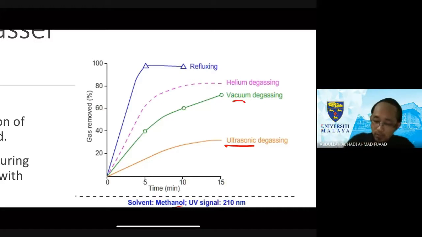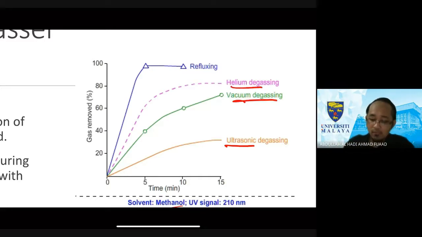You can also have vacuum degassing. So this is part of a general degassing system. Most HPLC degassing modules are vacuum degassing systems. Okay, we will look at it in the next few slides.